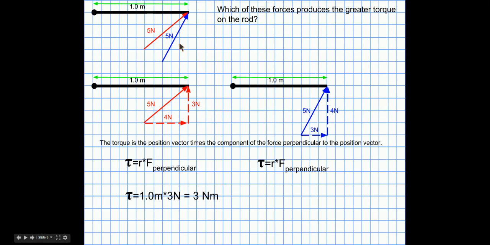If we look at the other 5 Newton force, the blue 5 Newton force, it's at a different angle. So when we figure out its components, the component that's perpendicular to the 1 meter long rod is this 4 Newton force. It's the component that is perpendicular to this position vector right here. So when we multiply that out, we still use the same position vector, 1 meter, which is this length here, from that point to there, times 4 newtons. So we get a torque of 4 Newton meters.